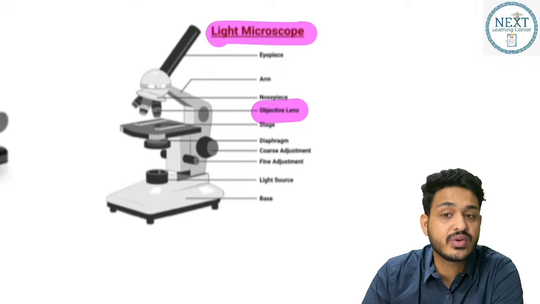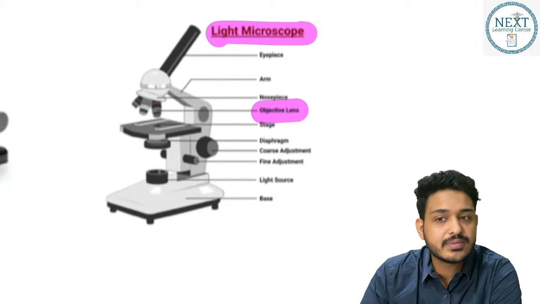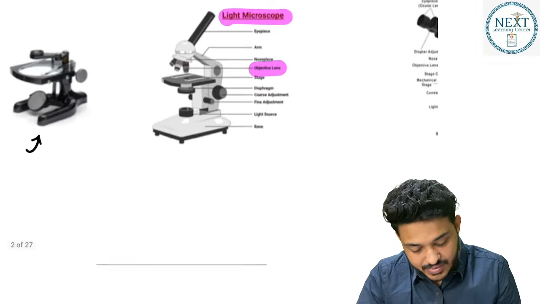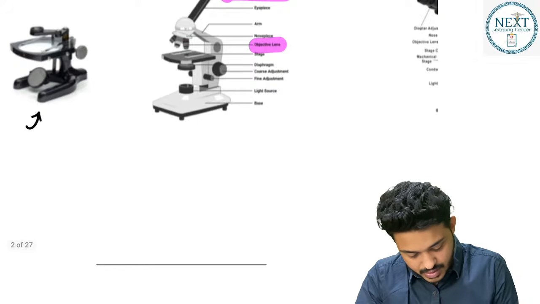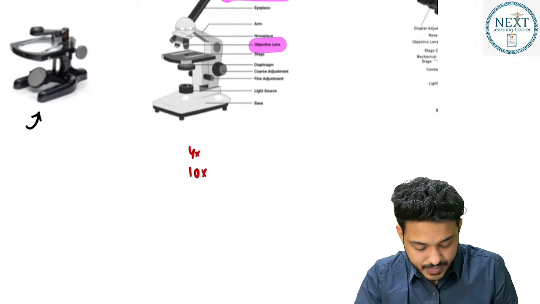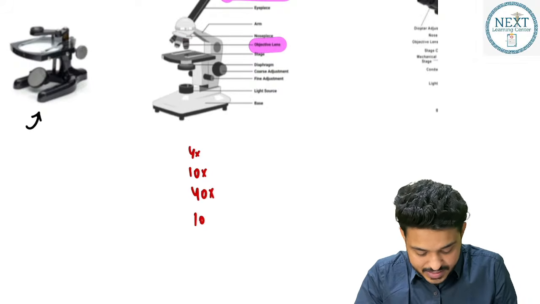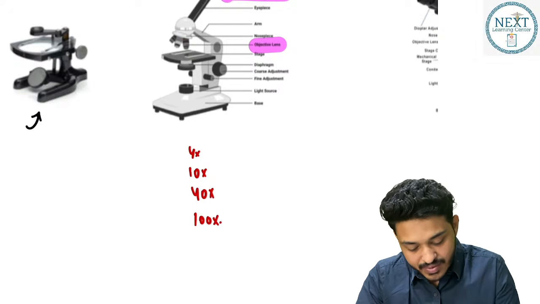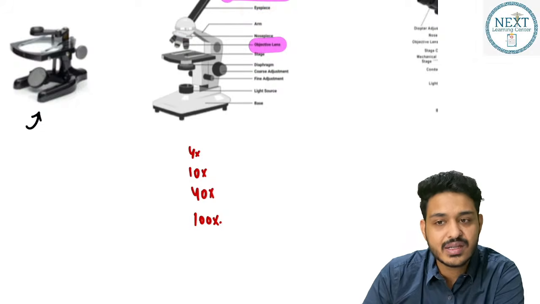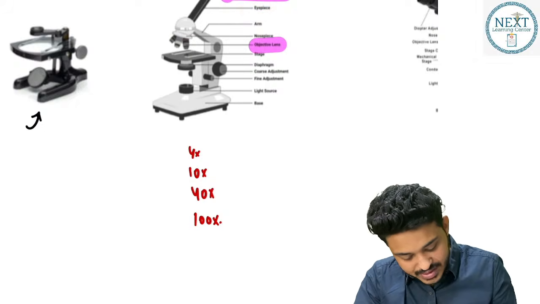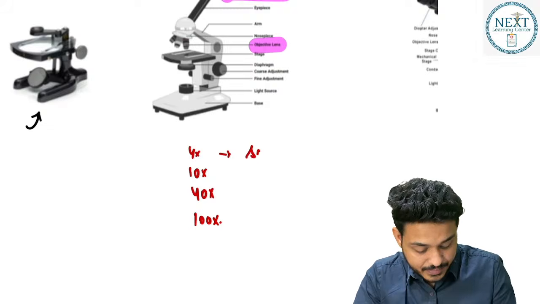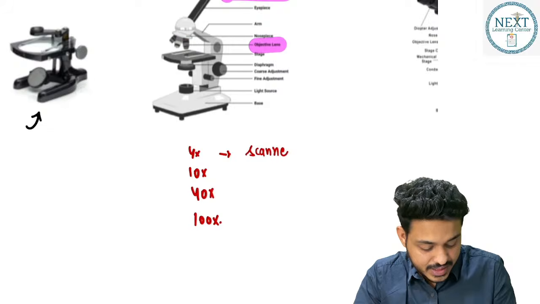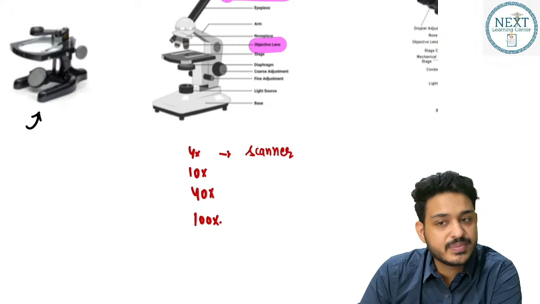The next question they are going to ask is, how many types of objective lenses do we have? We have four important types of objective lenses here with the power of 4x, 10x, 40x and 100x, right? These are the powers for objective lenses, and the power for the eyepiece is 10x, right? This 4x we are going to use as a scanner. For what purpose are we going to use 4x? For the scanning purpose, right? This gives you 4 times magnification.